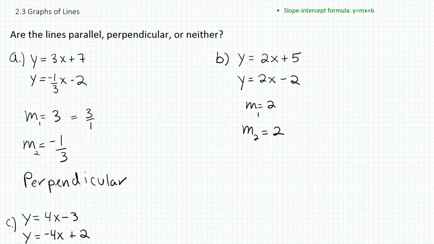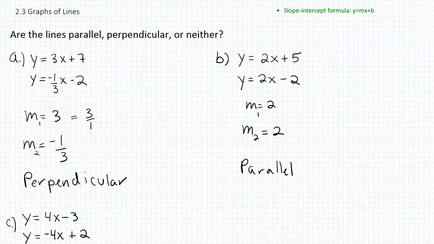So remember, if two lines have the same slope, they will be parallel. Assuming, of course, that their y-intercepts are different. If they have the same slope and the same y-intercept, then the two lines are really just one line, the same line repeated twice, right? But in this case, they have different y-intercepts, same slope, so the two lines are parallel.